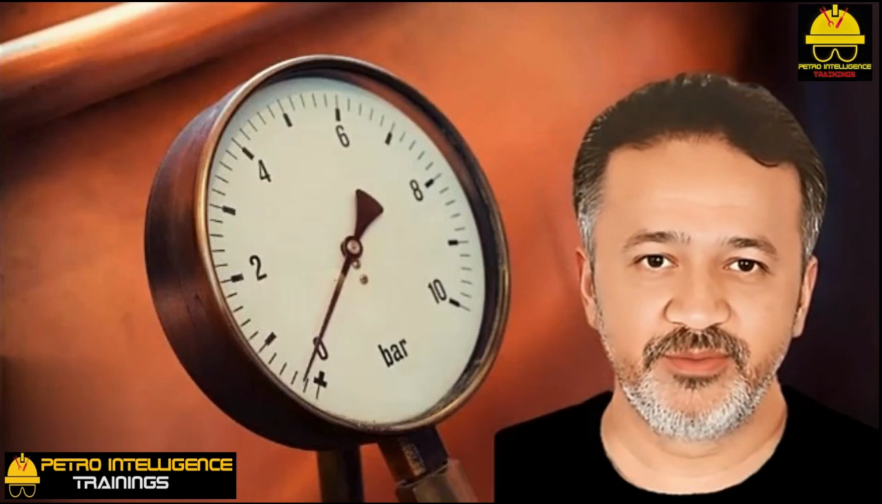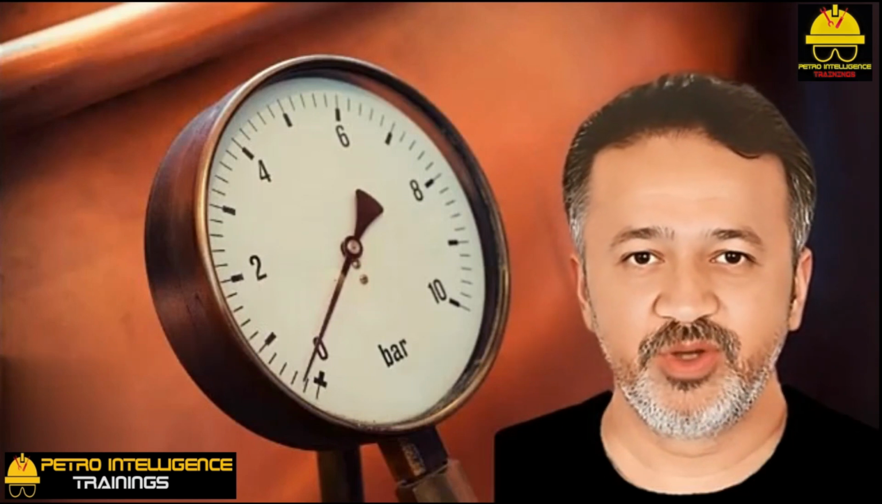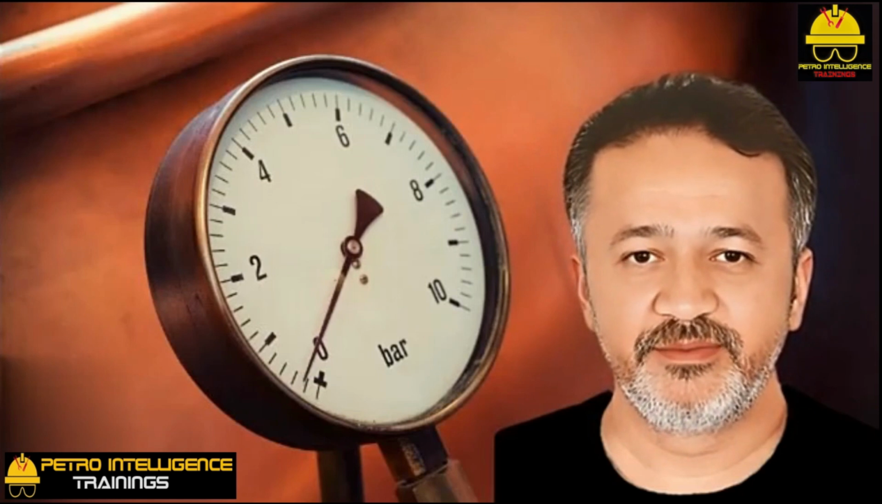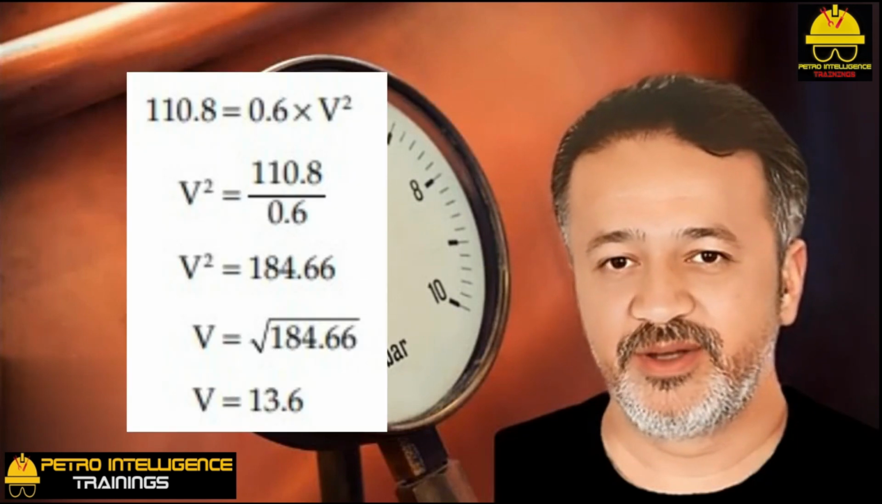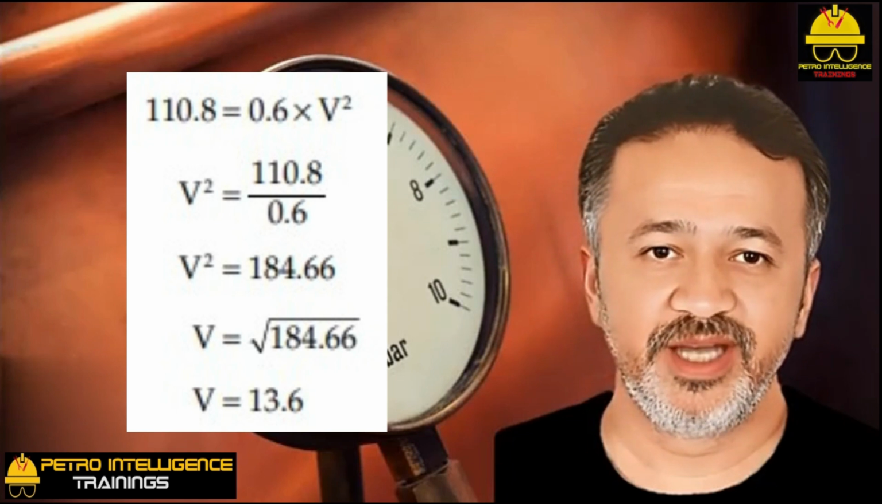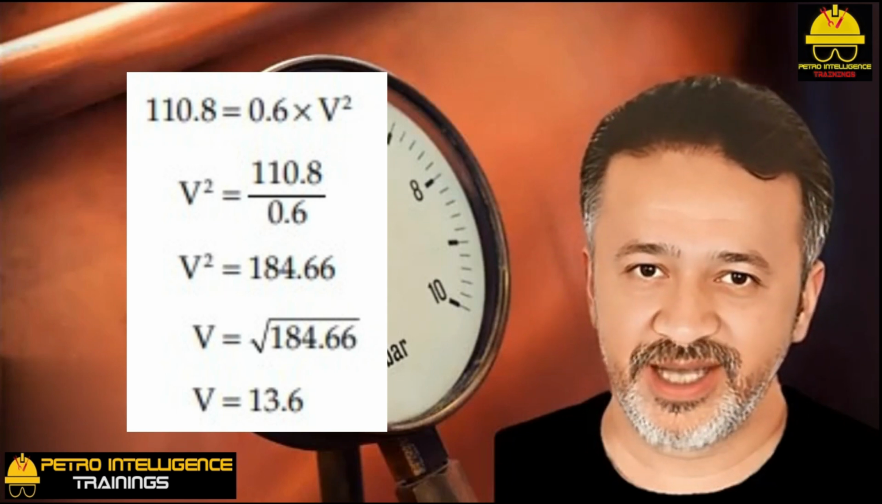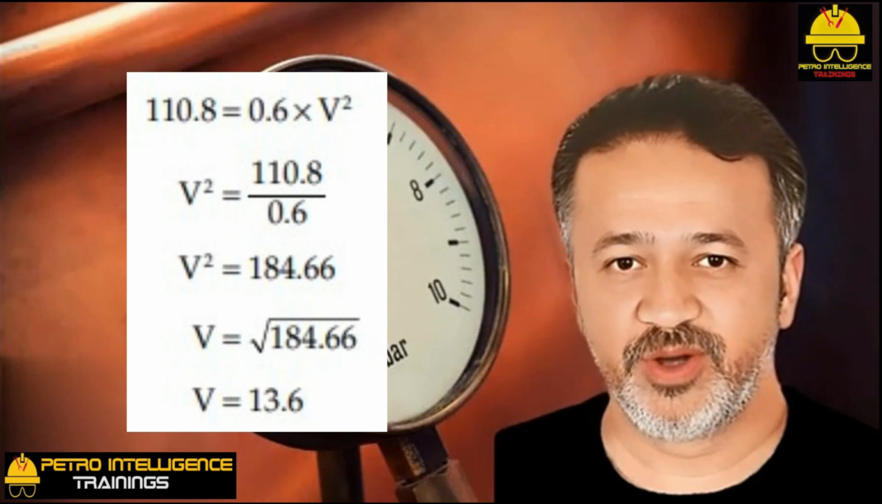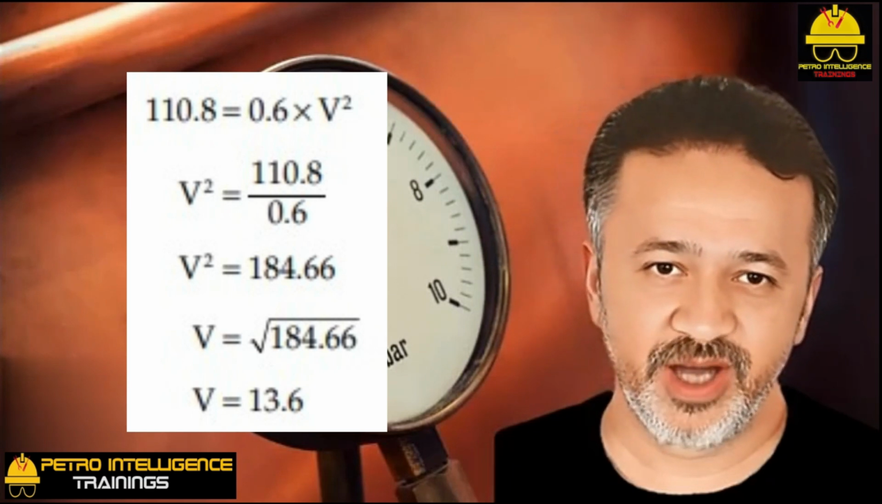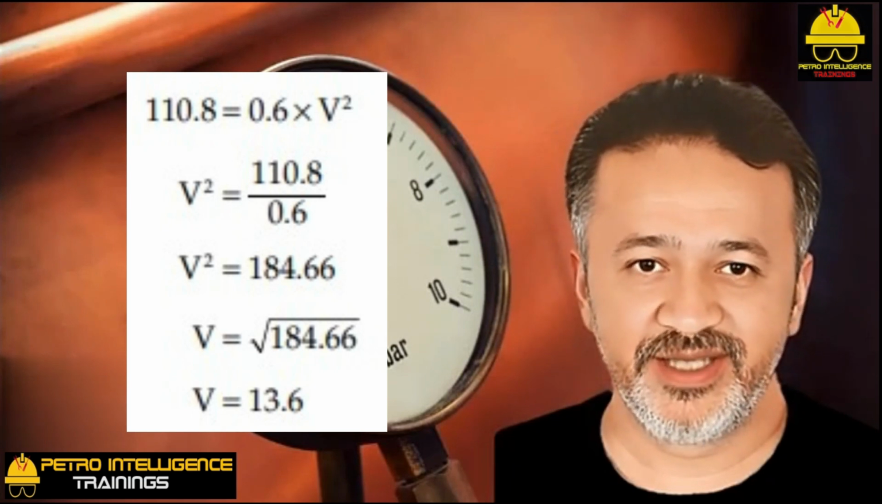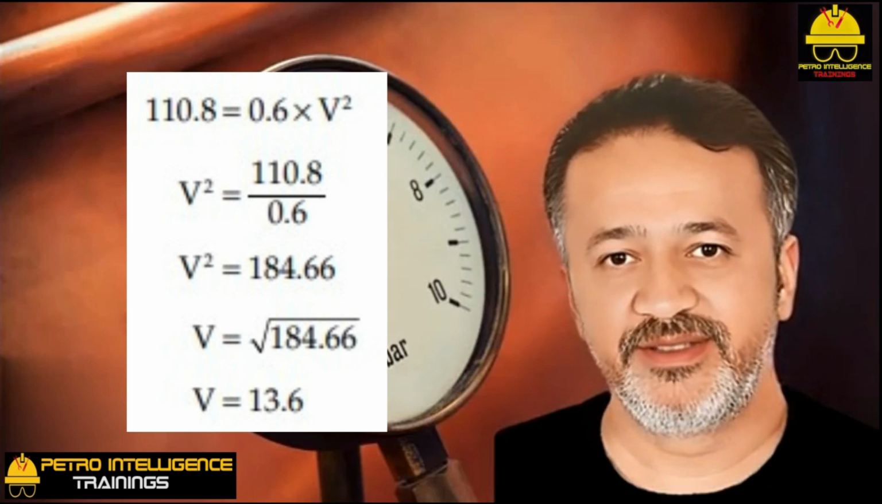Suppose the orifice coefficient is 0.6, which would be typical. Then 110.8 is equal to 0.6 times V squared, so V squared equals 110.8 divided by 0.6, so V squared equals 184.66. V equals the square root of 184.66, which gives V equals 13.6.